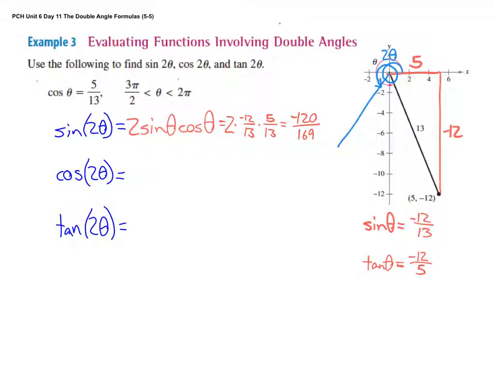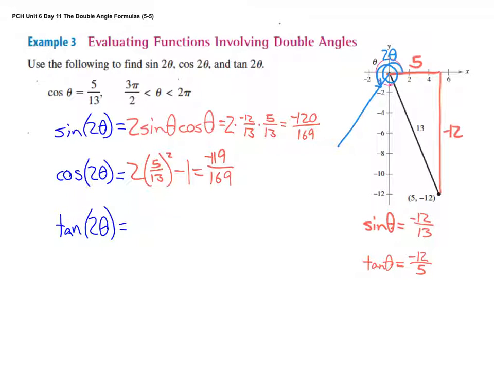If we just wanted to use what we were given, 1 minus sine squared of theta. Or you could do that as well, yeah. But you'd have to square root it, okay? But yeah, we could do 2 times the cosine squared minus 1, alright? And we'd actually end up with negative 119 over 169.